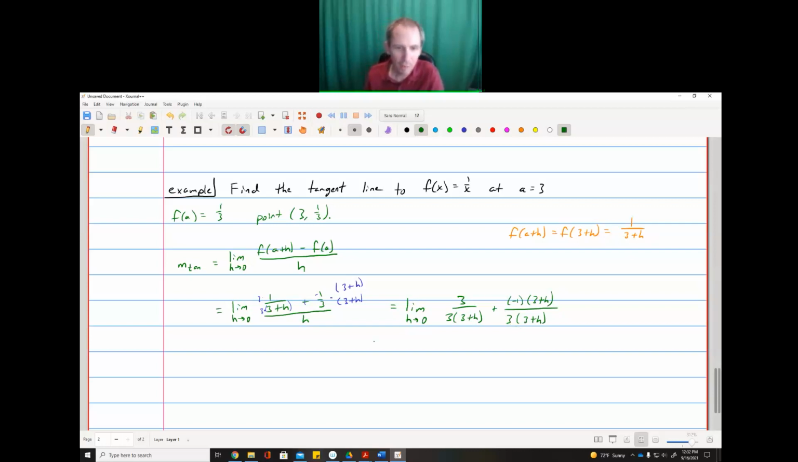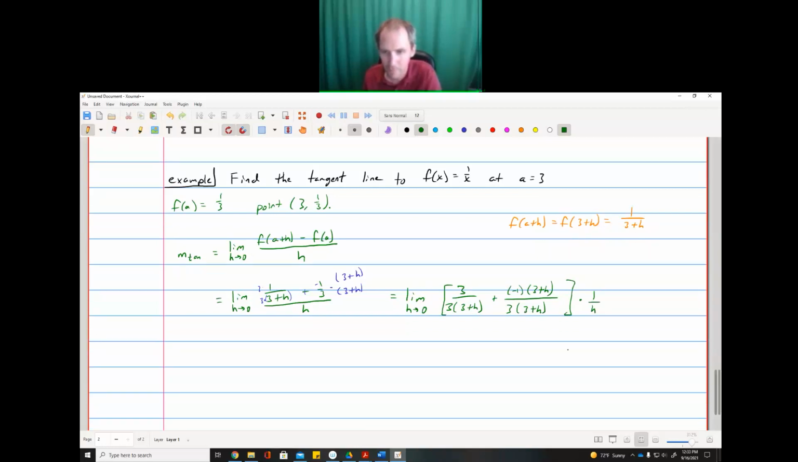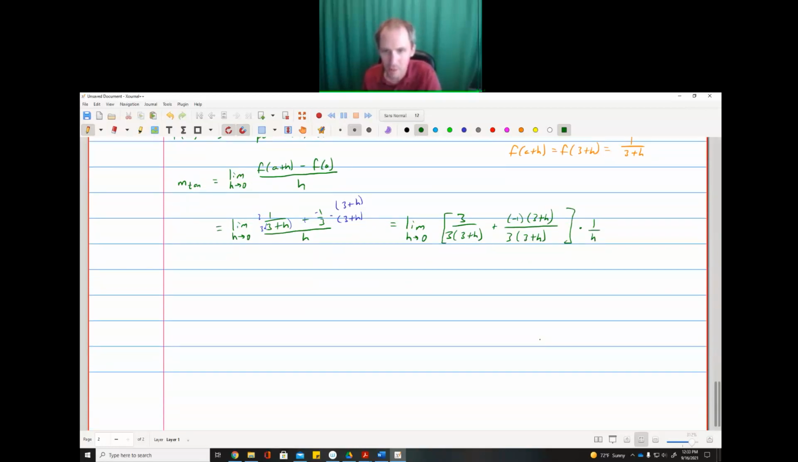Okay. Now, I also don't like having multiple layers of fractions, so I'm going to rewrite this right away. Instead of dividing by h, I can write this whole business as being multiplied by 1 over h. Okay. And that keeps the different layers to a minimum, and so I'm less likely to lose a term or make a mistake. Okay, now I have the same denominator, so I can add these two together.